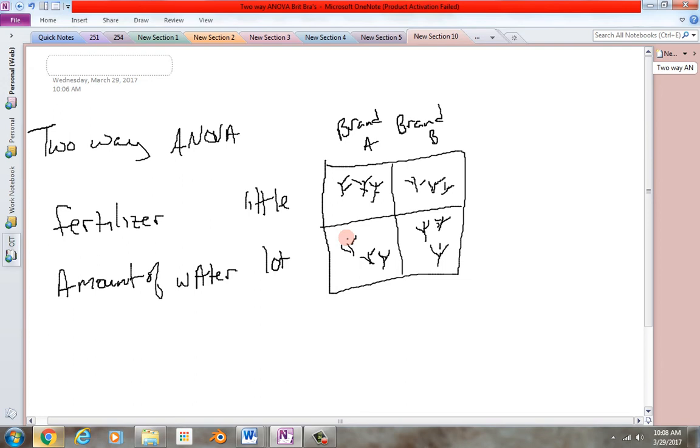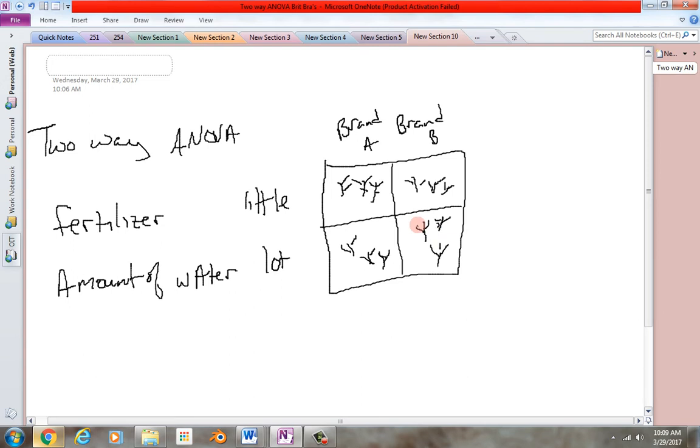But the idea here is, if you have a little bit of water and you look just at this row across here, any difference from here to here can be attributed entirely to change of brand of fertilizer. Same thing here on the bottom. Now, if you stay in this column, then going from a little bit of water to a lot of water, any change you see in how much corn you produce is because of the change in water. Same thing over on this side.